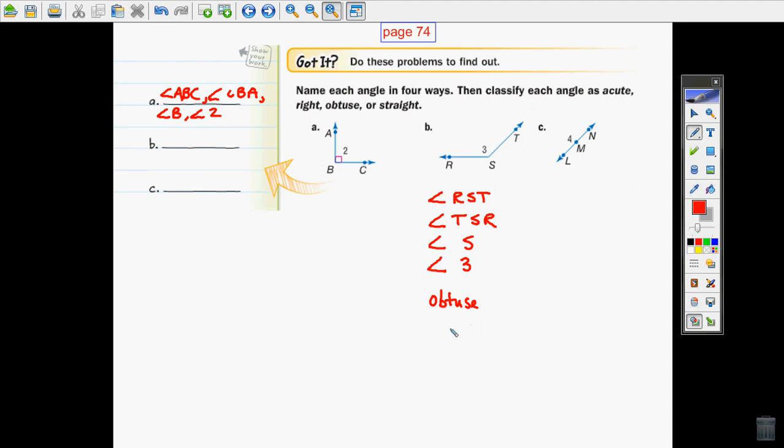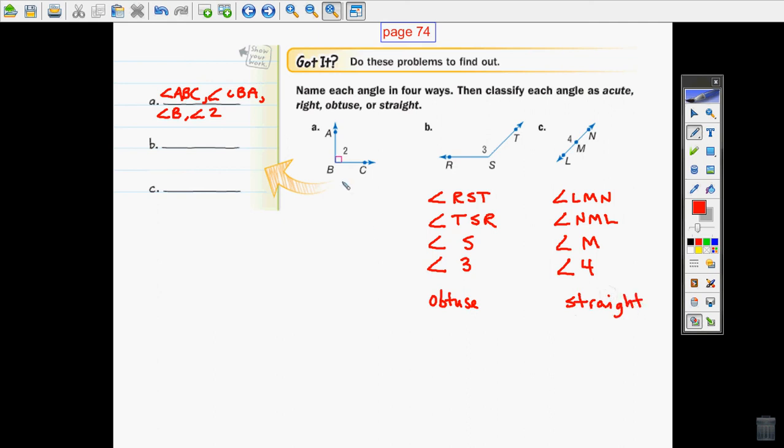Moving on to our last example, letter C. I can already tell that's a straight line, at least it appears to be, so it's a straight angle, and we'll get to that in a moment. Let's not get too far ahead of ourselves. We still need to name this. We can name it angle LMN, angle NML. We can name it simply by its vertex, which here is going to be M. I know that because it's in the middle. While it is a straight angle, think about these as two rays coming together at vertex M, and it still fits that definition. We can also name it angle 4. And this is, as we said before, a straight angle.